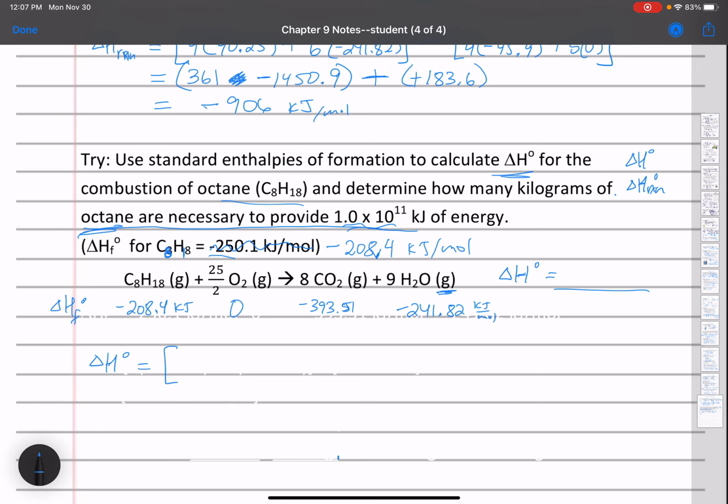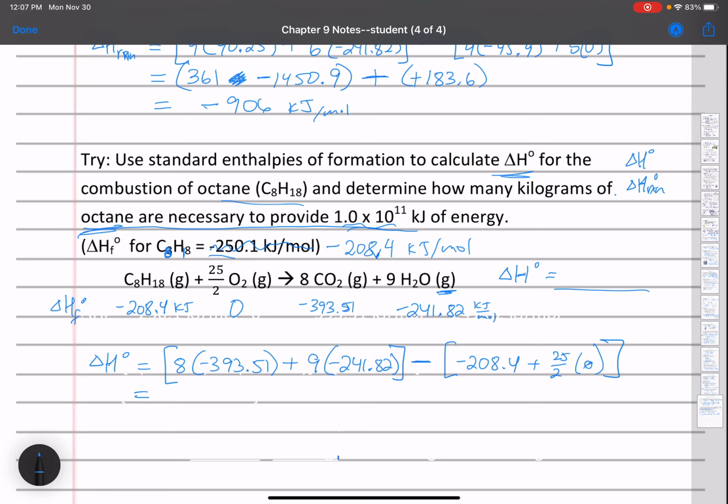So the heat of this reaction is the sum of the products. So the products are the 8 carbon dioxide, so 8 times negative 393.51, plus the 9 waters, 9 times negative 241.82, minus the heat of formation of the reactants. So there's 1 octane, 208.4, plus 25 halves of oxygen, which has a formation of 0. So that's just 0.